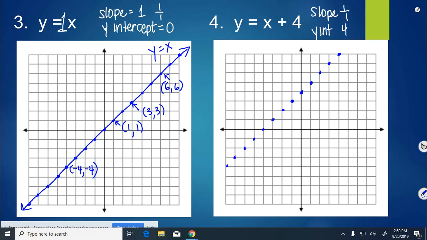Then use a straight edge to connect the points, forming a line, arrows on both ends, and label it with the function rule. And again, all the points on this line would satisfy that equation.